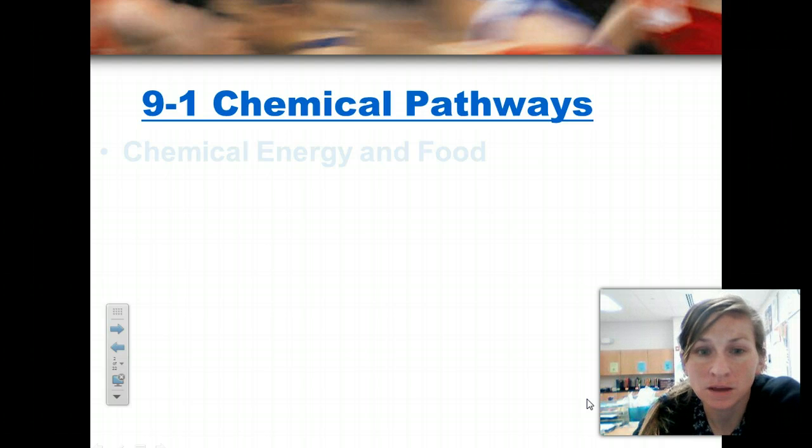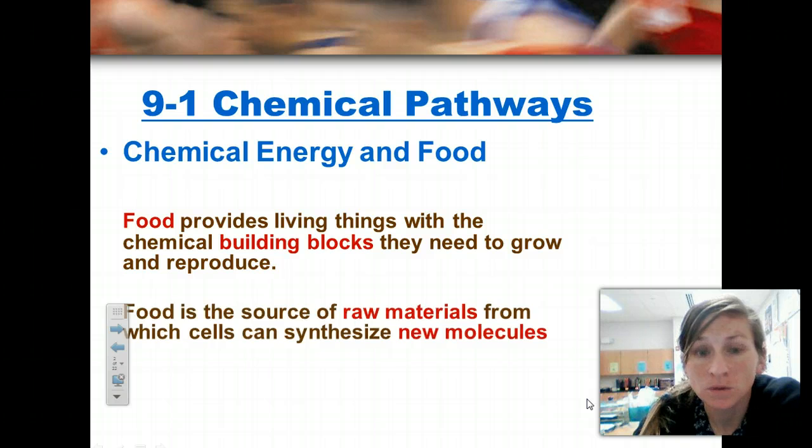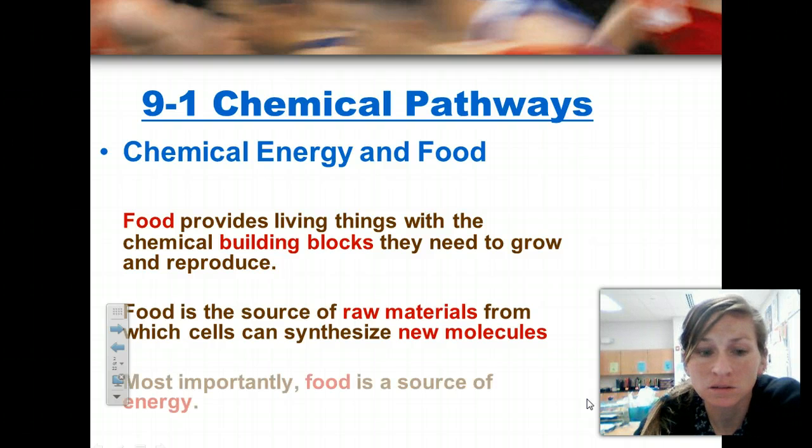Section 1 talks about chemical pathways, and some of the key things to remember about this section of the chapter is that food provides living things with the chemical building blocks they need to grow and reproduce. Food is a source of raw materials from which cells can synthesize new molecules, and most importantly, food is a source of energy.